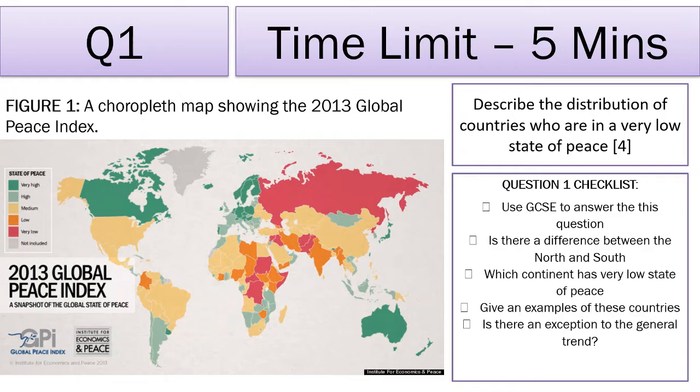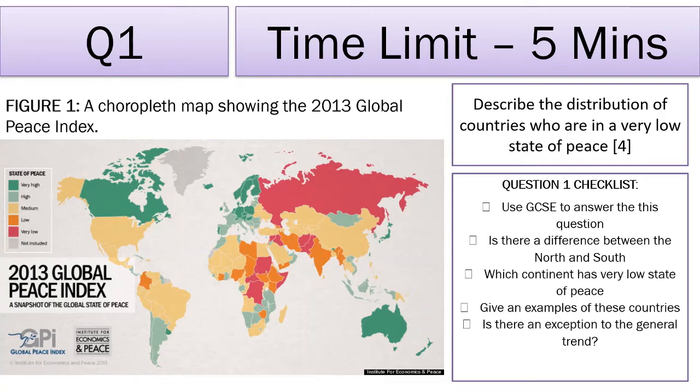So what is generally happening? Closer in, you need to name a continent, and specifically name a country. Exception is anything that goes against your general trend. Is there a difference between the north and south? Remember, you can divide your map up into north and south. Which continent then has the lowest peace state? Remember, we're looking at the lowest. Then you need to tell me a country within that continent. Give an example of a country, and remember, link it to your key. It is a very low peace state.